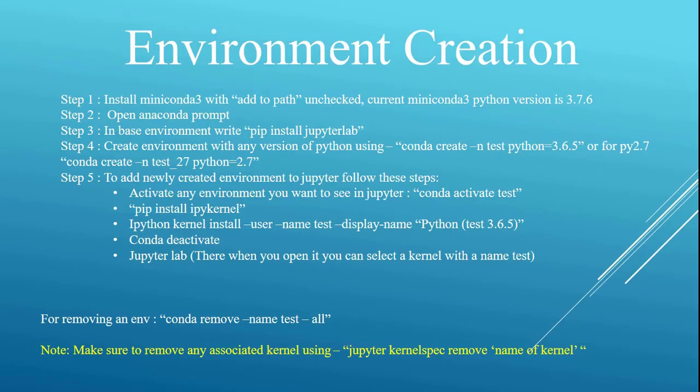Now there are various things. If you want to remove an environment, just do conda remove --name test, that is the name of the environment that you want to remove, and --all, right? And also, if you want to remove the kernel from your Jupyter lab, just use the line jupyter kernelspec remove and the name of the kernel, that is test in my case, right? So I won't be doing that, but yeah, you can do that anyway.